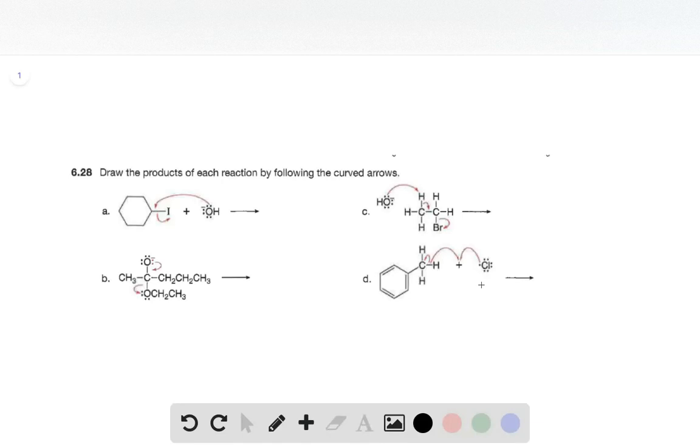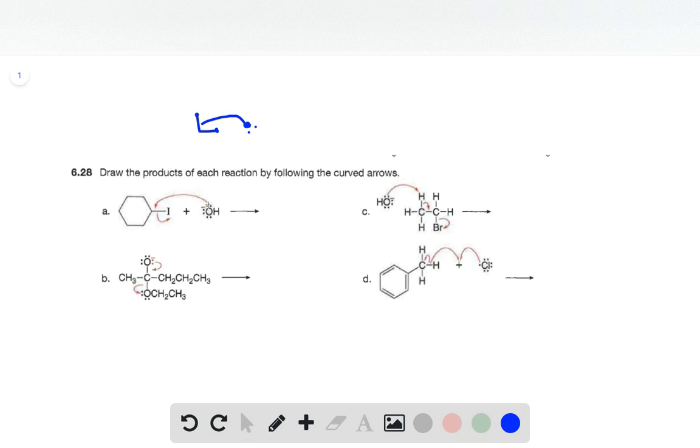Hello everyone, today we're doing problem 6.28, and this problem asks us to draw the products of each of the following reactions following the curved arrow. So remember, curved arrow is the flow of electrons. The base of your arrow is the origin of two electrons, and the head of the arrow is where those two electrons are going to. Remember, the double-headed arrow represents two electrons, one on each head.